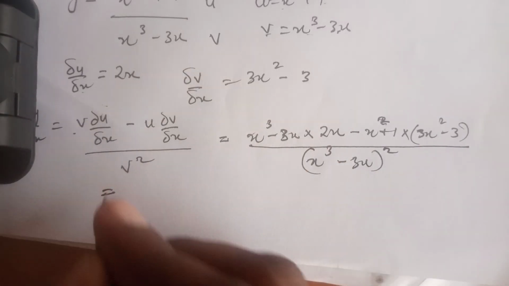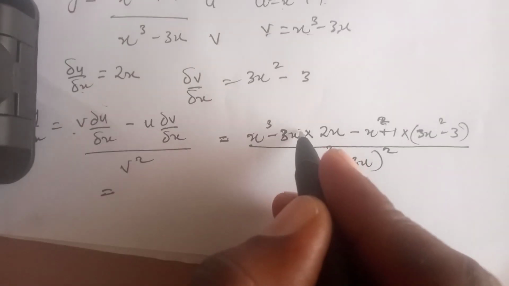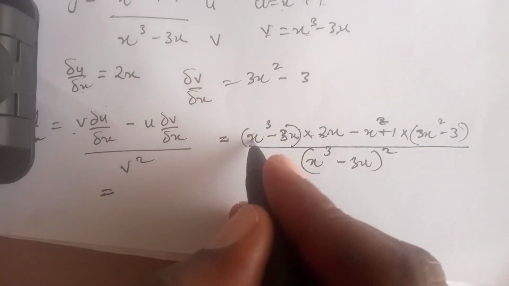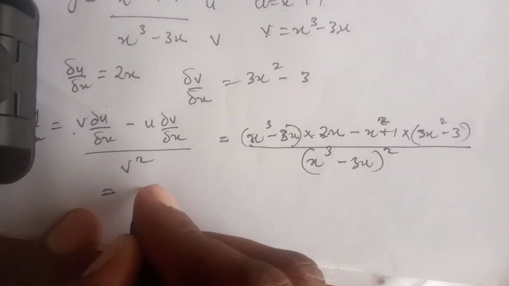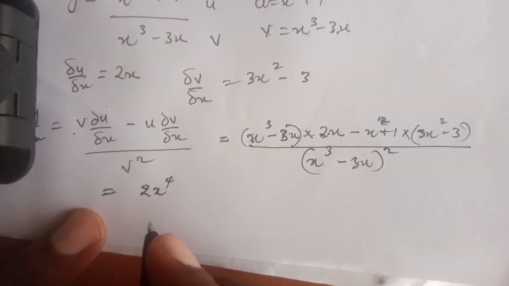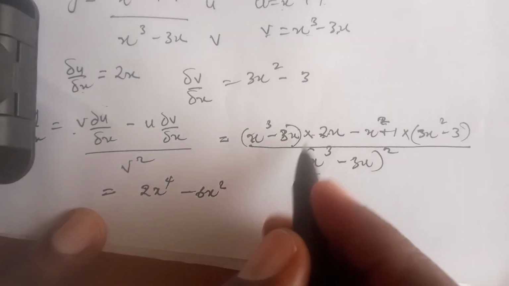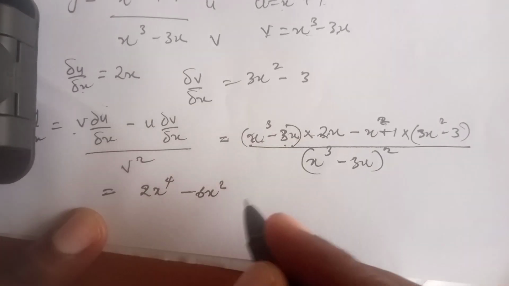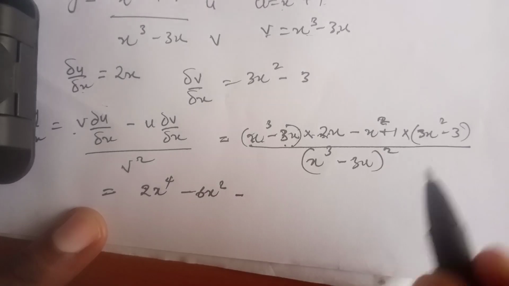So I'll start. So this will be 2x times, we'll open the bracket, so 2x times this will be 2x raised to power 4, 2x to the power 4 minus 6x squared. This is 6x squared, then minus, you understand?